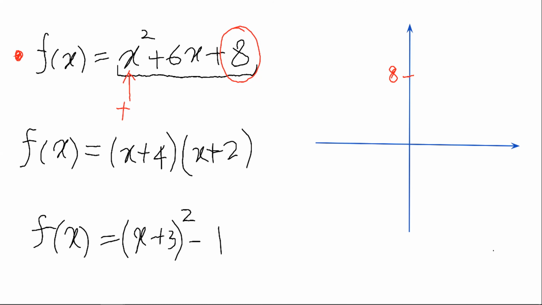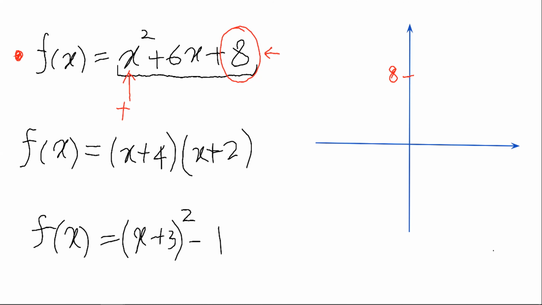And it has to cut through 8. Now, I don't know whether it's going to go... let me draw two options. It can be going like that, or it might be going like that. So we don't know for sure which one it is. But these two pieces of information we already have from the standard form.